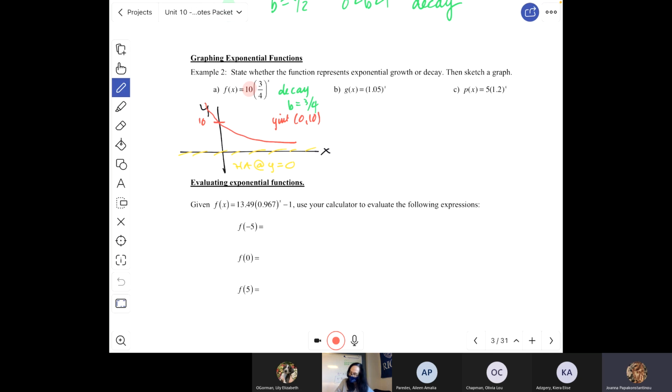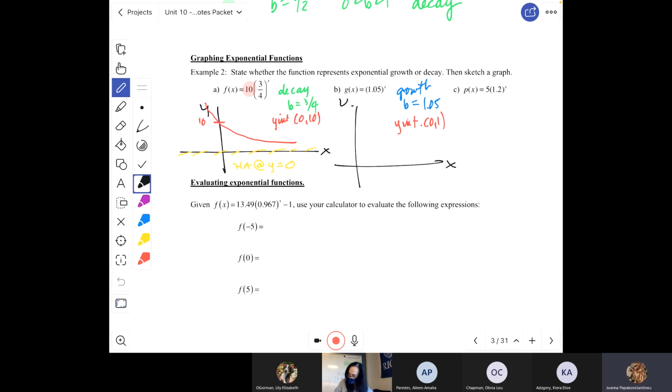Okay, if I wanted to do a quick sketch of the next one, is it growth or decay? It is growth, and how do you know that? B is 1.05. Yeah, it's greater than 1. And do I know the y-intercept for this one? (0, 1). So I could do a quick little sketch of this one as well, knowing that I pass at 1. And this is growth, so it's going to look like that.